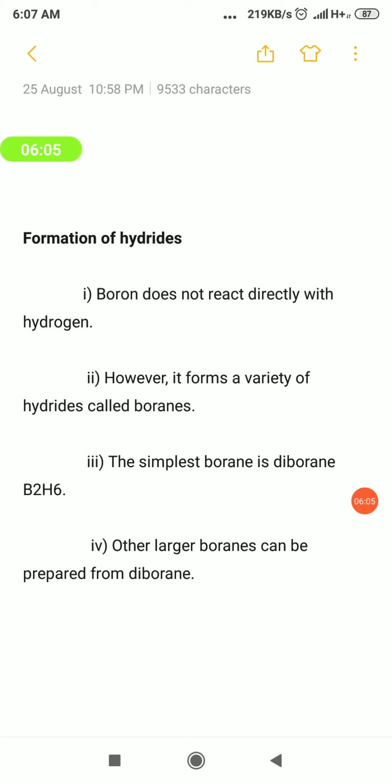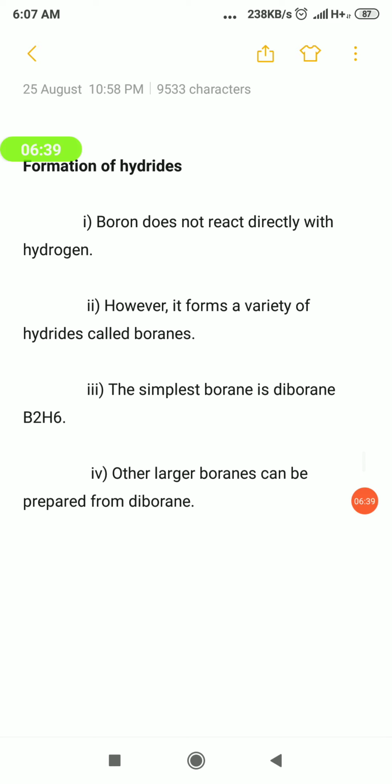Many boranes are available. Out of those boranes, what is the simplest? Diborane is the simplest one. Its formula is B2H6. The other larger boranes can be prepared from diborane. So whatever borane you need, you can prepare from diborane, from B2H6. So this is the formation of hydrides. There will be no direct formation of hydrides; in an indirect way they can be prepared, and the boron hydrides are called boranes. The simplest borane is diborane, with formula B2H6, and the other boranes can be prepared from diborane.